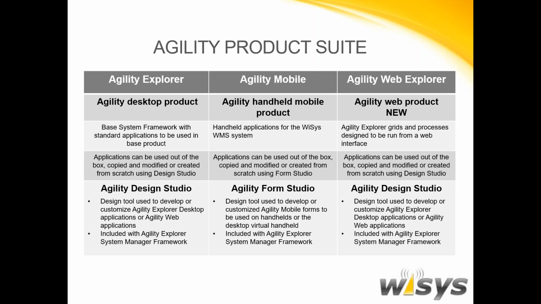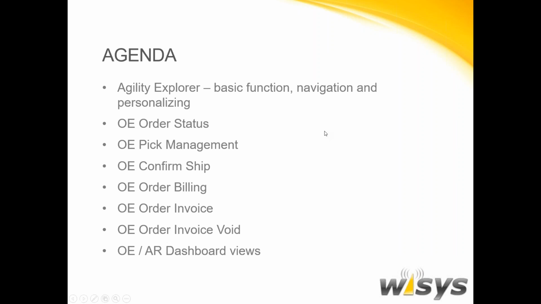New, coming with 566, we will have the Agility Web Explorer, which is designed to run Agility Explorer-like grids and processes from a web interface. If you look at our tools, the Agility Design Studio is the tool used to work with Agility Explorer, and Agility Form Studio is the tool used to design the Agility Mobile. Agility Design Studio will also be used to design Agility Web Explorer products. That gives you an overview of what our products are and how they line up.